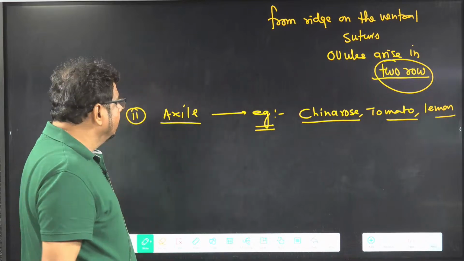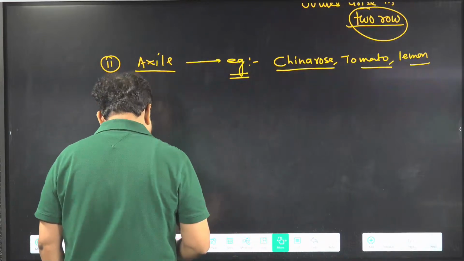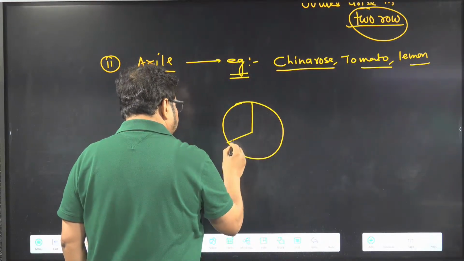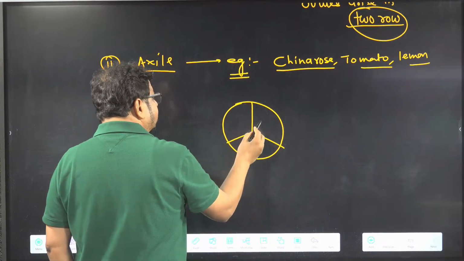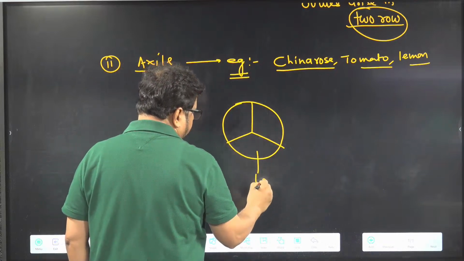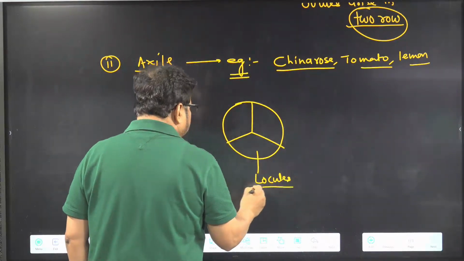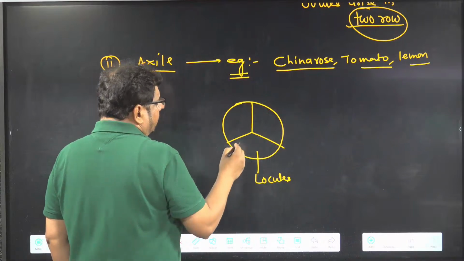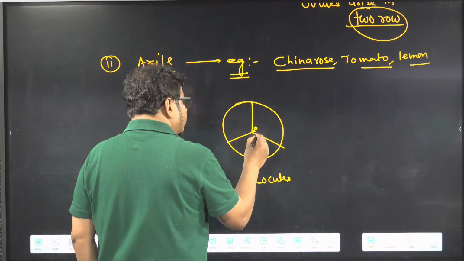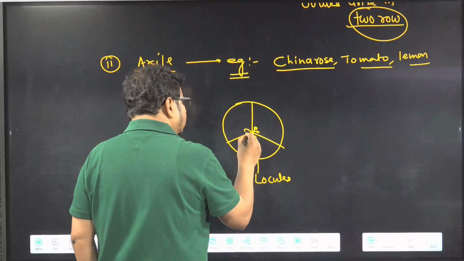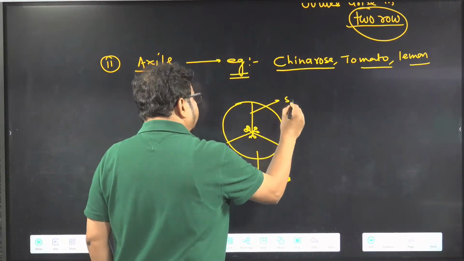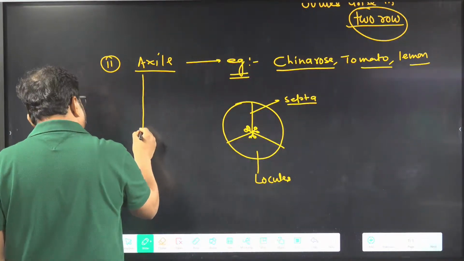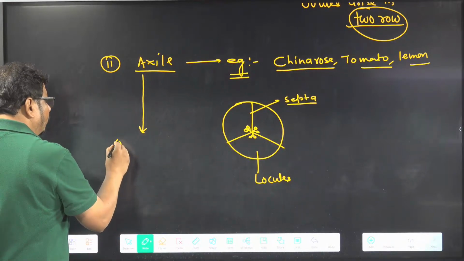So this is about axile placentation. How will it look in the diagram? So look here. Here are the locules. Locules means chambers. Got the idea or not? And it is the axis. And this is which one? Septa. So what happened in axile placentation? What character do we have to keep in mind? Ovary is multilocular.